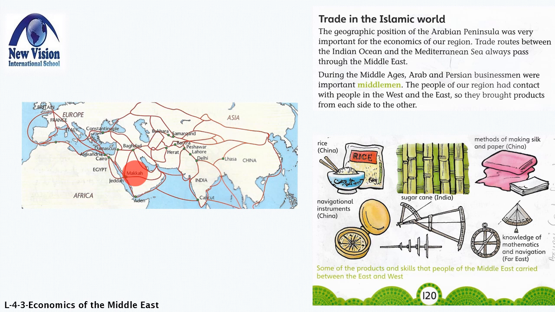Okay. Trade in the Islamic world. The geographic position of the Arabian Peninsula was very important for the economics of our region. Trade routes between the Indian Ocean and the Mediterranean Sea always passed through the Middle East. During the Middle Ages, Arab and Persian businessmen were important middlemen. A middleman is someone who arranges business between two other people or businesses. Okay, let's continue. The people of our region had contact with people in the west and the east, so they brought products from each side to the other.